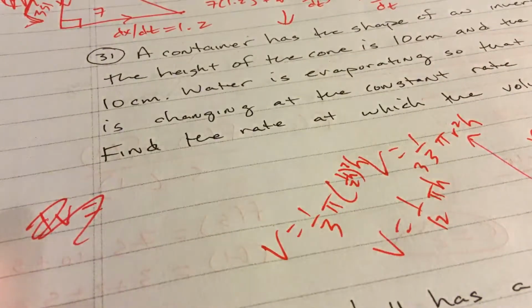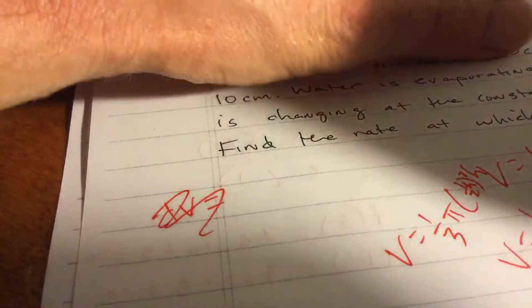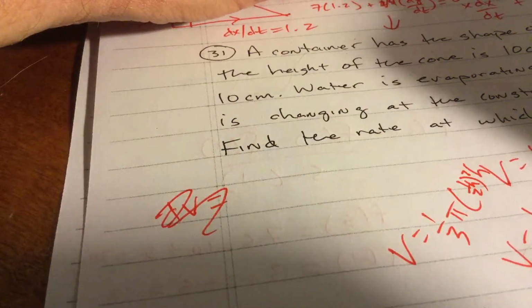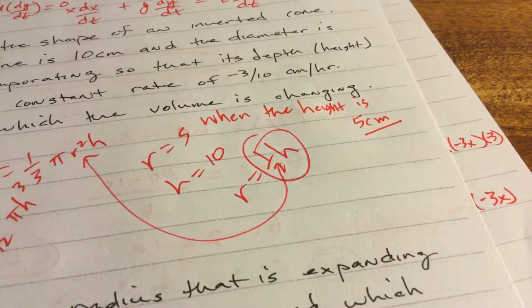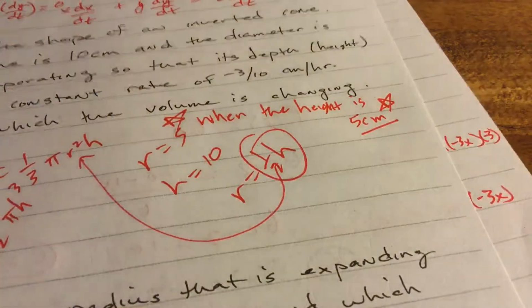Find the rate at which the volume is changing when the height is 5 centimeters. Add that in, when the height is 5 centimeters. All right. So sorry, you need to add in 2 things.